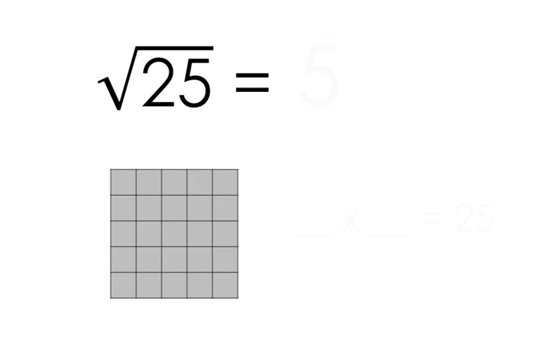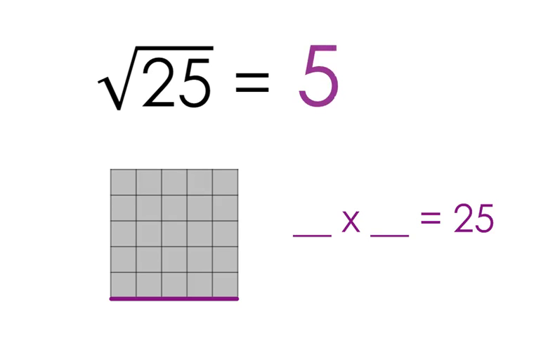But I'm really in my mind saying, what multiplied by itself is going to give me 25? Because I know it's a square, which means that those side lengths have to be equivalent. Well, in this case, my side lengths are 5. So I know that 5 multiplied by 5 will give me that 25 for a total area. In other words, the square root of 25 is 5.